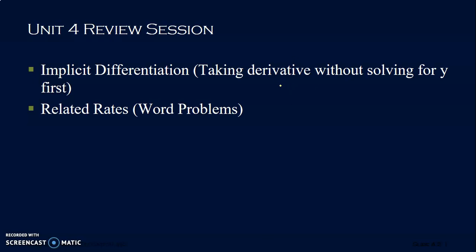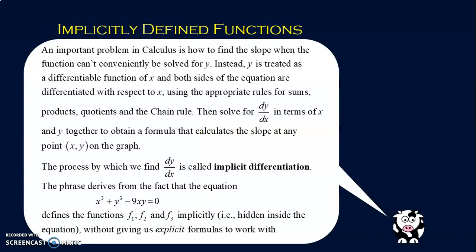Unit 4 basically had two main topics. We talked about implicit differentiation and we talked about related rates, which were basically just word problems. Implicit differentiation just meant you were taking the derivative without solving for y first. And we also talked about taking the derivative with respect to a variable that was not in the original equation, which is what we do on a lot of these word problems. We take the derivative with respect to t, even though t is not in those problems.